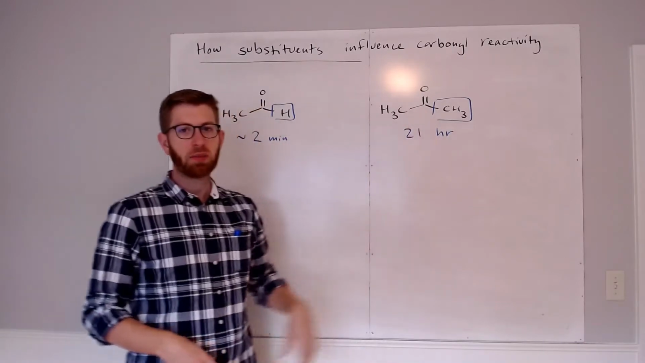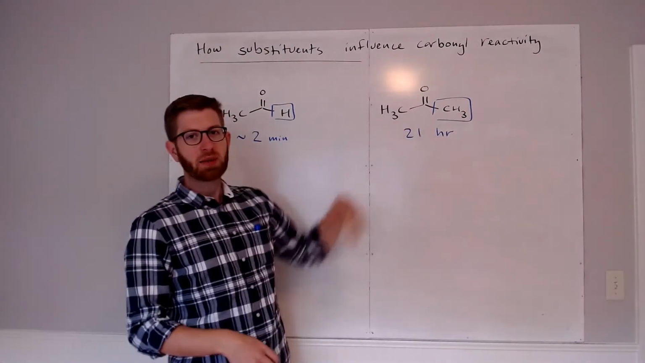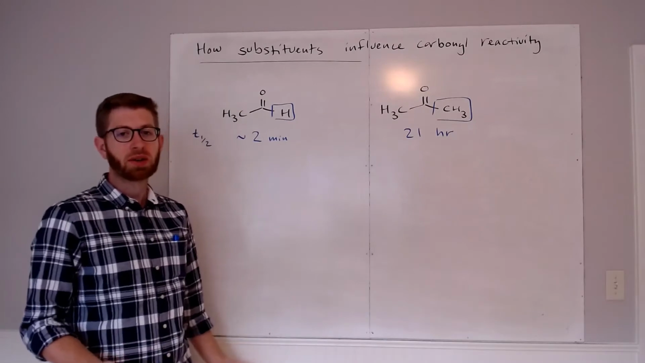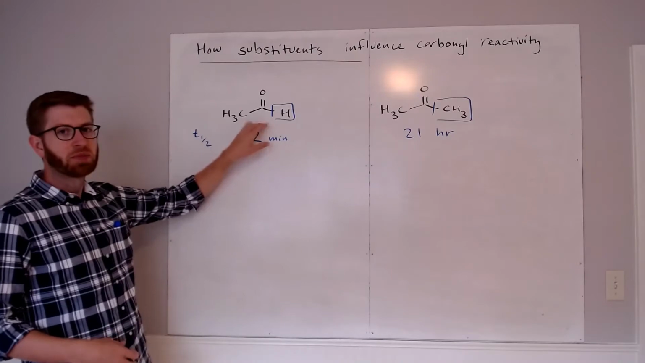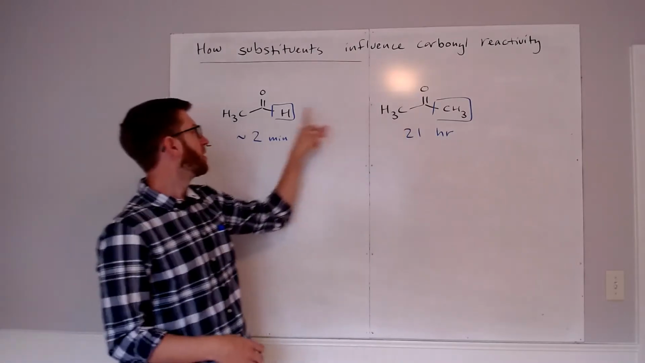So this is an example of a ketone. We actually saw this exact molecule in video 2 when we compared it to an ester and an amide. But we're going to compare this ketone to an aldehyde now. So we're basically changing our methyl into a hydrogen.